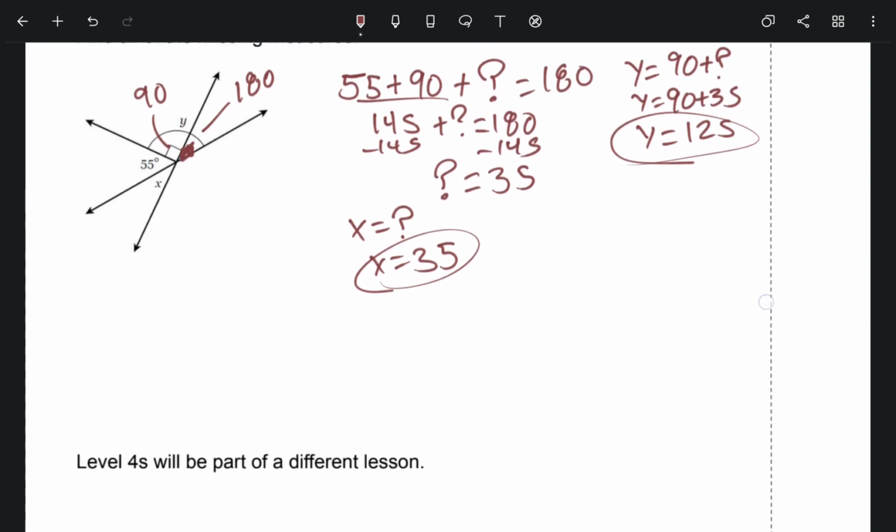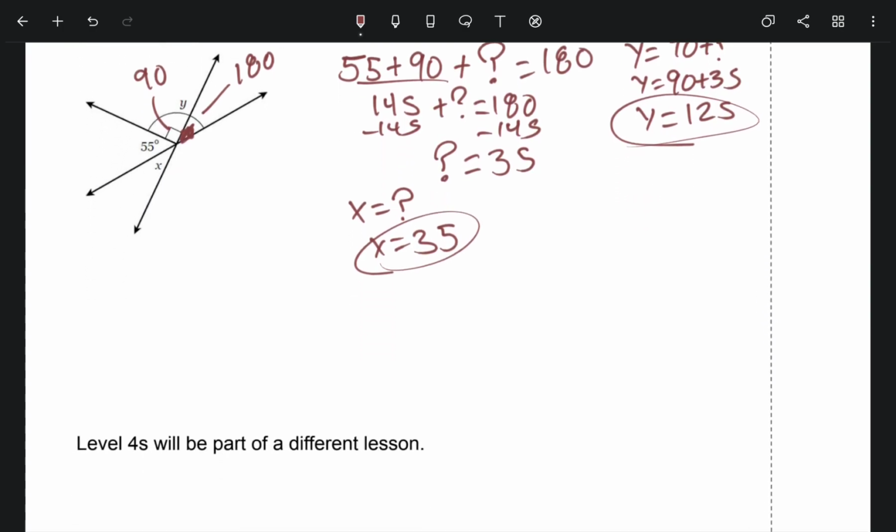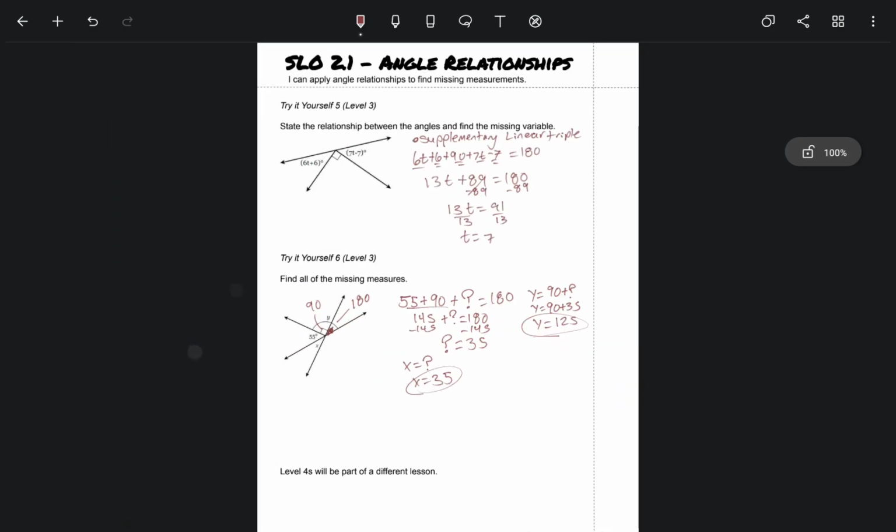And that is all I have for you today. We will be doing level 4 separately because those are proofs, and I want to do proofs all at the same time. So hang tight on that.